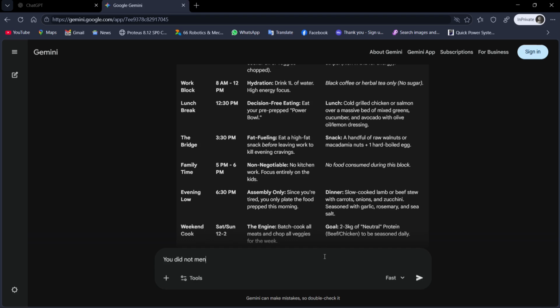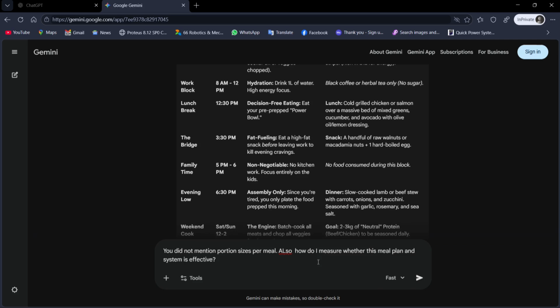You did not mention portion sizes per meal. Also, how do I measure whether this meal plan and system is effective?